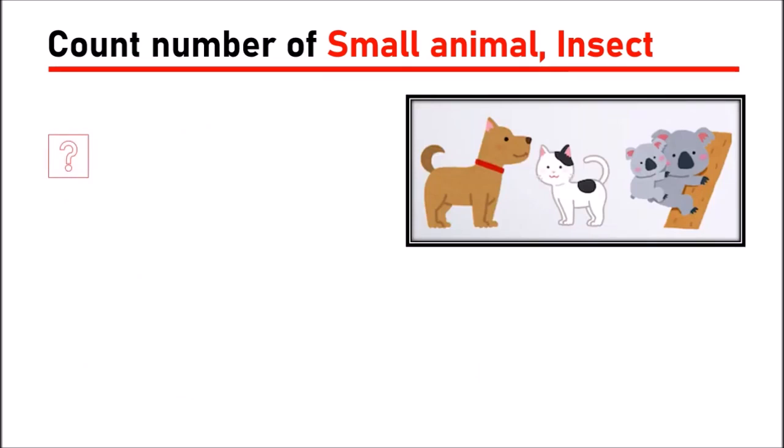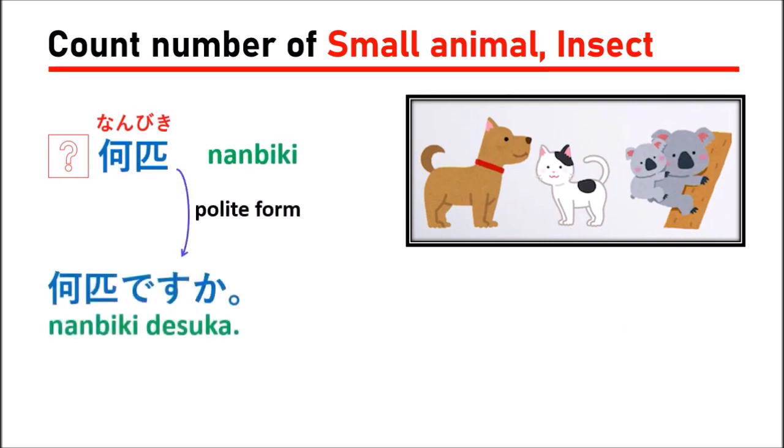And when you want to make a question, you can say nanbiki, nanbiki. And if you want to say it in the polite form, you can say nanbiki desu ka, which means how many. If you use nanbiki with a dog, it might mean how many dogs. If you use it with a cat, it means how many cats.